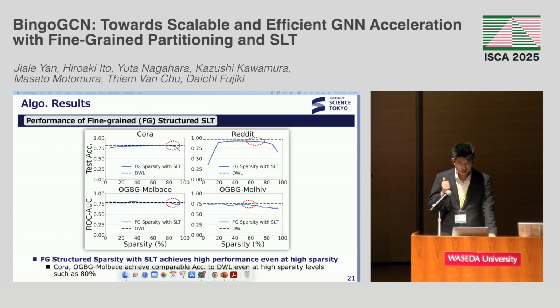So this figure shows the performance of fine-grained structured pruning under our SLT framework. As you can see, there are different sparsity levels, and on datasets like Cora, OGB, and Reddit, our method achieves comparable accuracy to dense weight learning, even at 80% sparsity. This demonstrates that fine-grained structured pruning preserves performance while enabling high compression and efficiency.